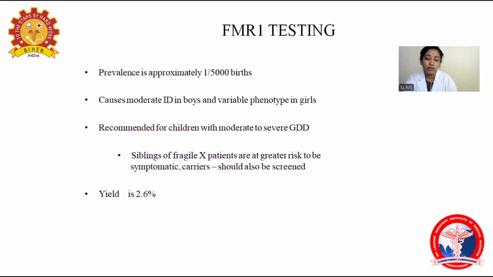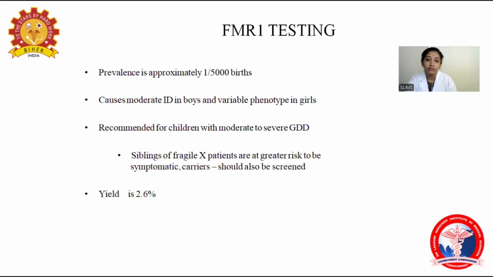Next is FMR1 testing. FMR1 testing is done to rule out Fragile X. FMR1 stands for Fragile X messenger ribonucleoprotein 1. The prevalence is approximately 1 in 5,000 births. It causes moderate intellectual disability in boys and a variable phenotype in girls.